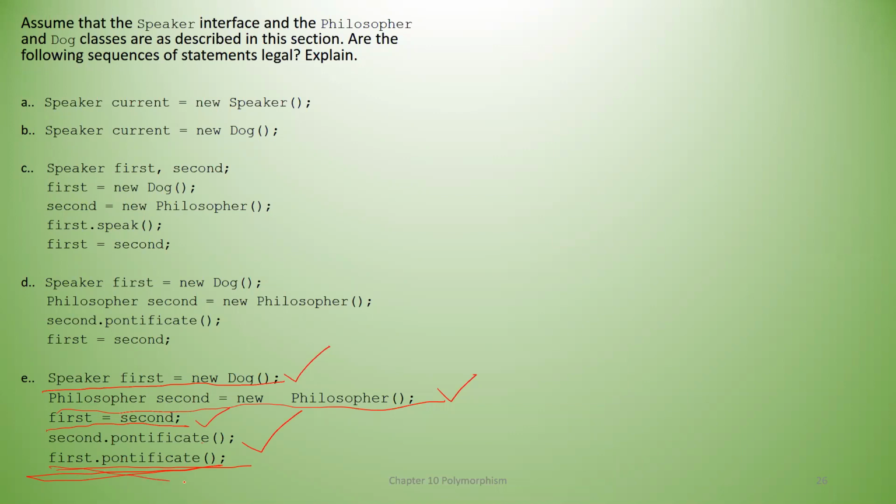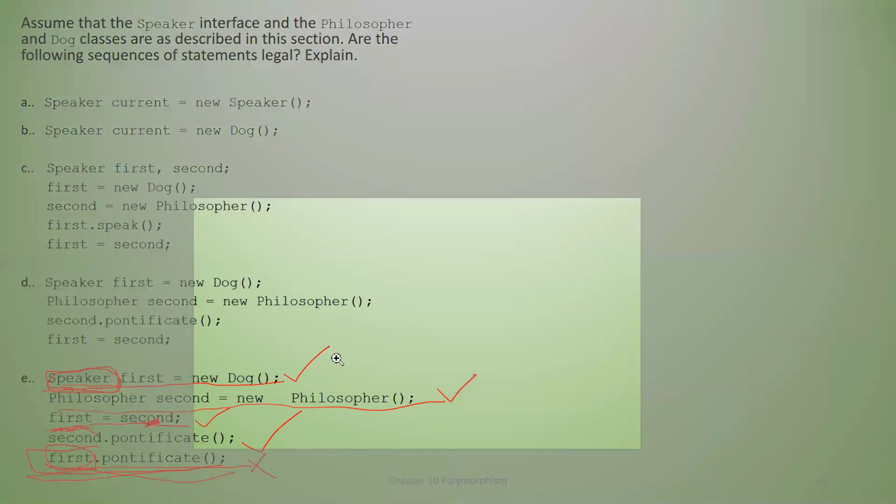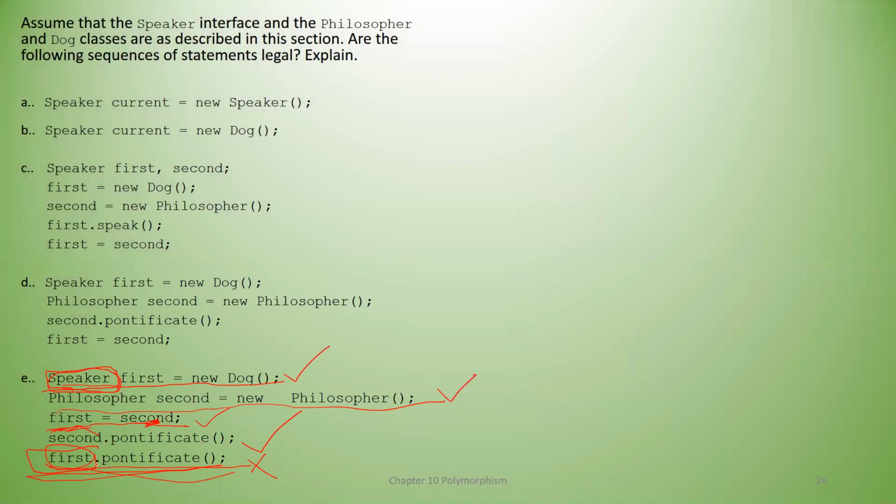First is pointing to speaker, and speaker doesn't have pontificate. Okay, so you are saying this will not compile? It won't compile because first is the reference variable, and its reference type is speaker. No matter what it's pointing to, its basic type is still the reference type. So when you do first pontificate, the system will look for the pontificate method in the speaker interface. So this will not compile.